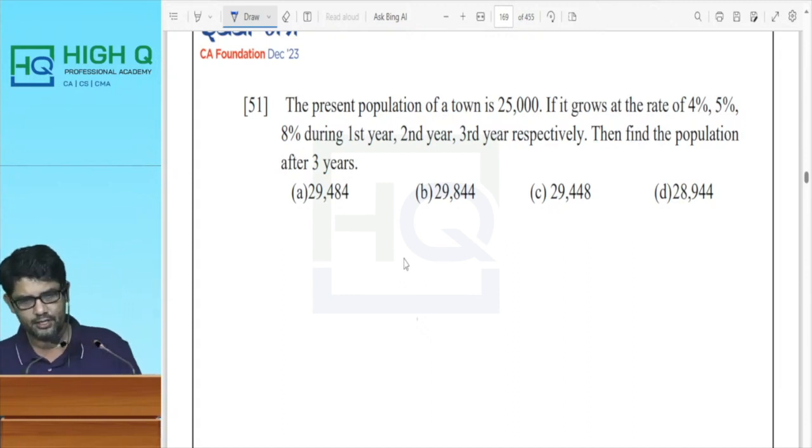Yes, Monisha, 43, I know. I'll be doing 43, don't worry. But we'll continue with some new simple problems. Again, I'll come to 43.